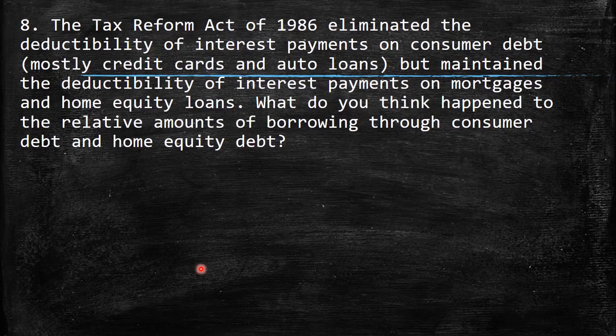Then the 8th point says the Tax Reform Act of 1986 eliminated the deductibility of interest payments on consumer debt, mostly credit cards and auto loans, but maintained the deductibility of interest payments on mortgage and home equity loans. What do you think happened to the relative amounts of borrowing through consumer debt and home equity debt?